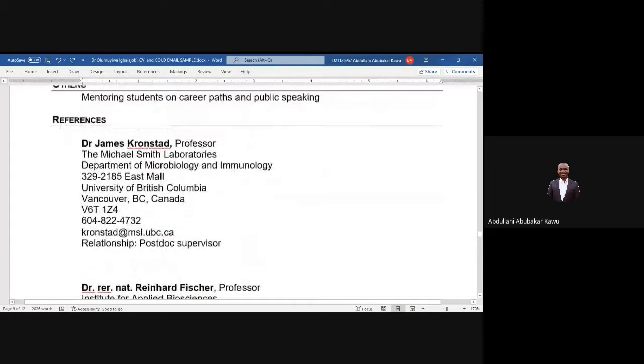Then of course your referees, which should be people who are aware of your work, your most recent work. So I see people quoting their father and mother. I beg. References are for professional people who know you from the professional point of view. That is most likely your immediate past supervisors.